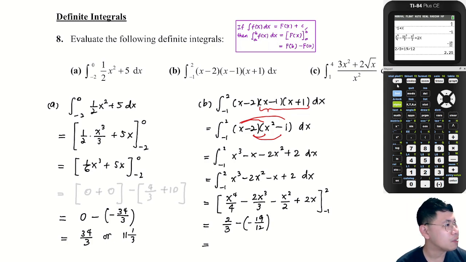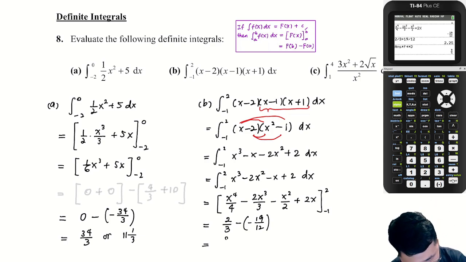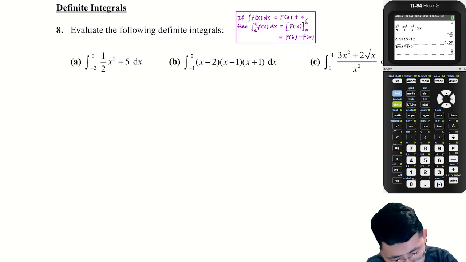Okay, so rewriting this into a fraction, which is number 4, I think. Is it? Yeah. Okay, so this will give me 9 over 4 as the final answer. Okay, moving on to part C.